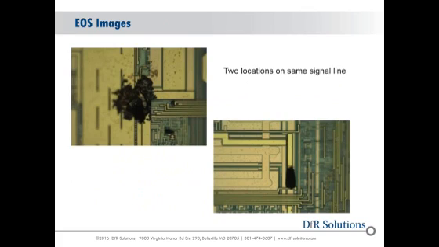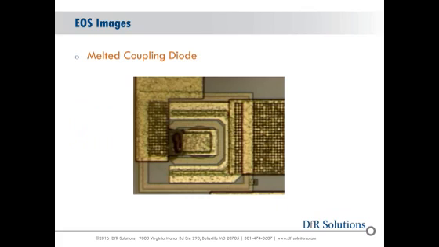These are a couple of examples from one component, at two locations on the same device, showing EOS damage. If you compare that back to the images we showed earlier of ESD, you can see that this is much more significant damage. You can also get melting. You can see that on the left-hand edge of this pad in this diode. Significant damage again, likely due to EOS rather than ESD.